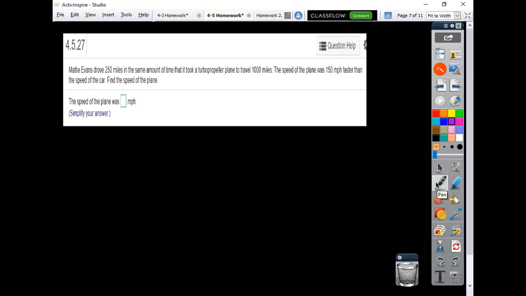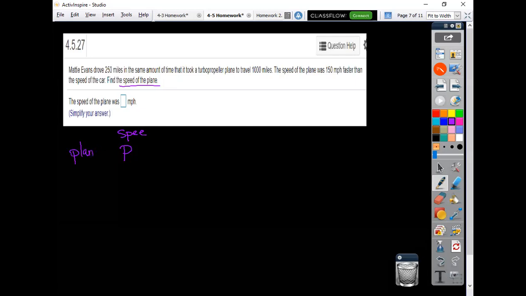So we could either let the speed be the car or the plane. I'm going to say P because that's what we're trying to solve for. Then at the end, we don't have to remember to solve for the other one. So if that's the speed of the plane, then the car is slower than that, by 150. So the car would be 150 slower than the speed of the plane, P minus 150.